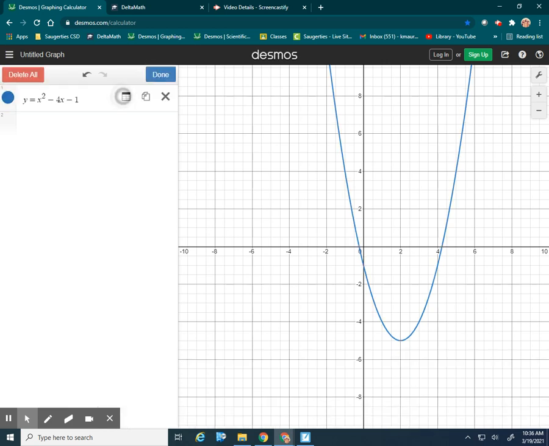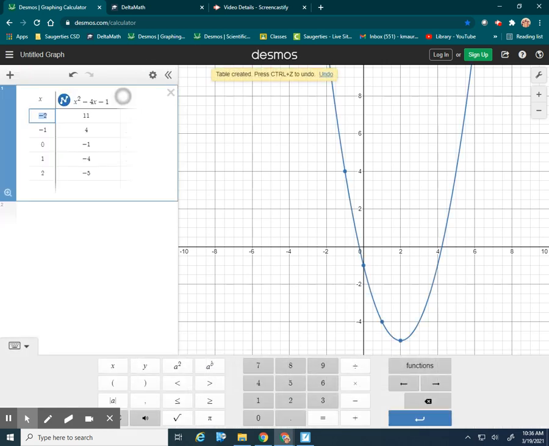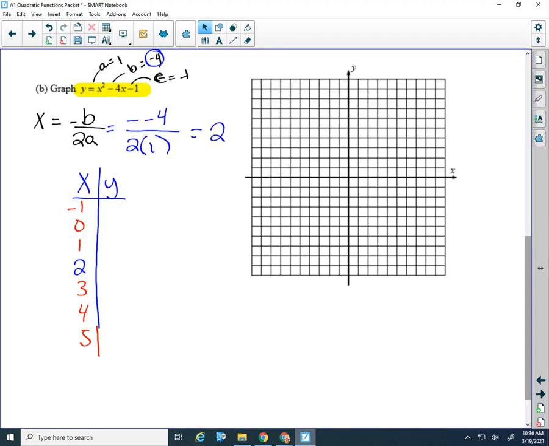So make my table. Our table starts at negative 1. So I'm going to just try to delete this. Okay, cool. Sometimes things work nicely and sometimes they don't. Okay, so there's my table. I made the left side match with what I have written down. And now I'm going to come back here and write it down. 4.